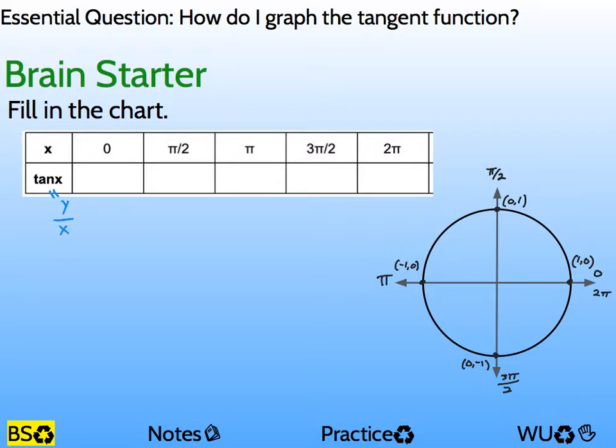At 0, the y value is 0 over the x value of 1, which just equals 0. At pi over 2, the y is 1, x is 0, which means this is undefined. At pi, you get 0 over negative 1, which equals 0. 3 pi over 2 is negative 1 over 0, which again is undefined. And 2 pi is the same as at 0, which is just 0.